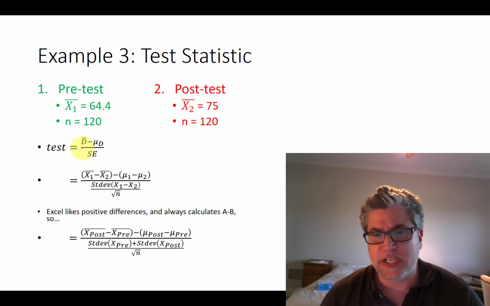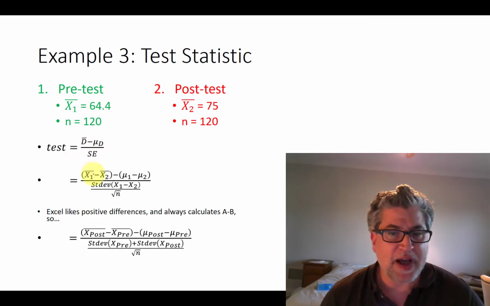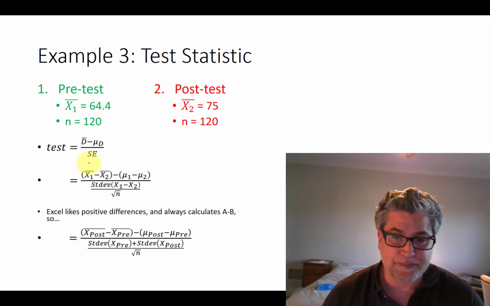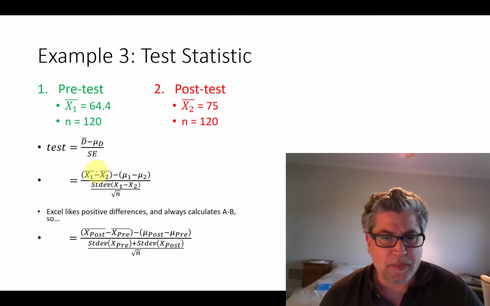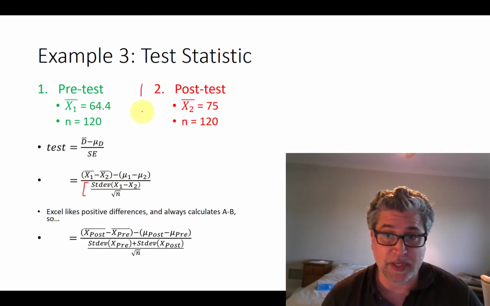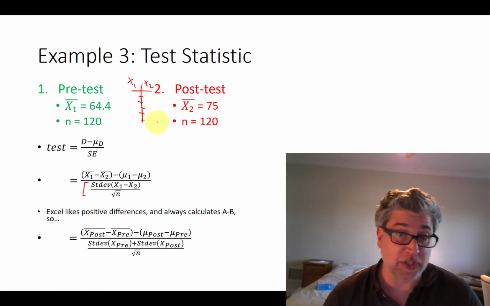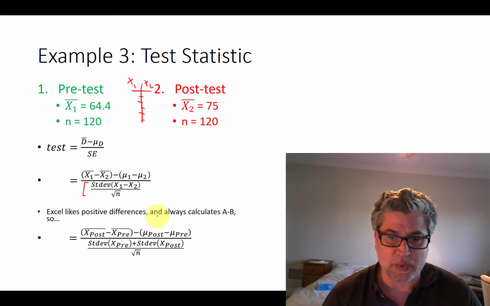Our test statistic is just like before. We have a sample difference minus a hypothesized difference, and then you divide by the standard error. So here we would have x1 minus x2, minus the hypothesized mean, and then divide by the standard error, the standard deviation of the difference between the two samples. We got x1 and x2. You can just calculate the difference between these, and that'll be a new variable, and then just calculate the standard deviation of that difference, and then divide by the square root of n.